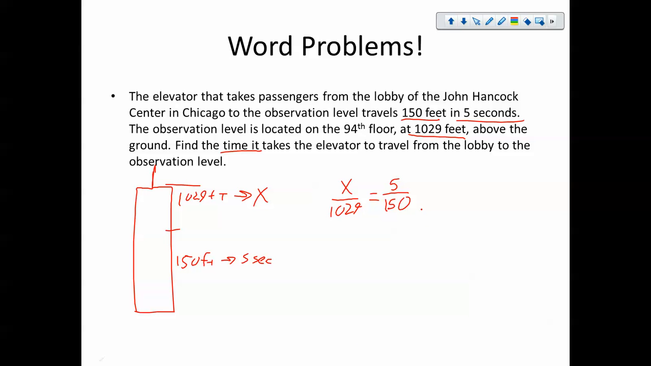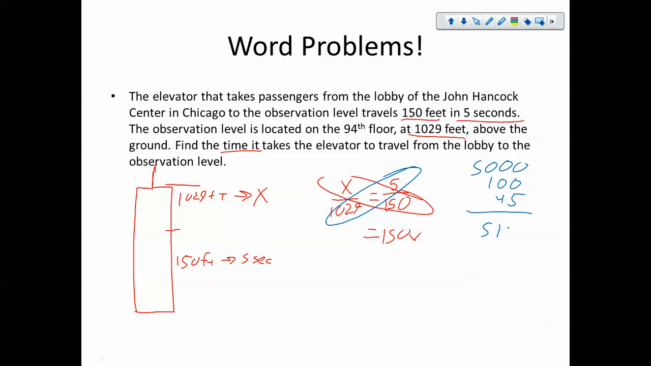So let's do it. Let's cross multiply here. So this is 150x equals 5 times 1029. What is 5 times 1029? Okay, 5 times 1000 is 5,000. Right? 5 times 20 is 100, and 5 times 9 is 45, which means that this is 5,145. Boom! 5,145.